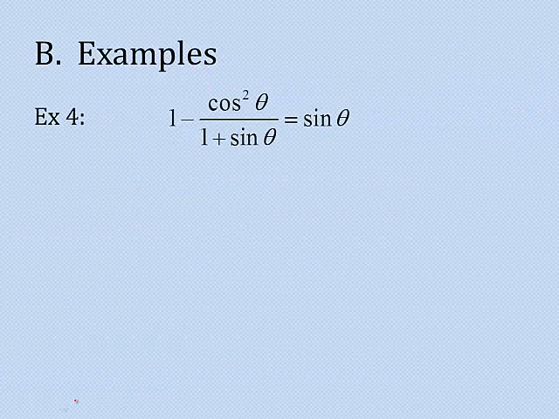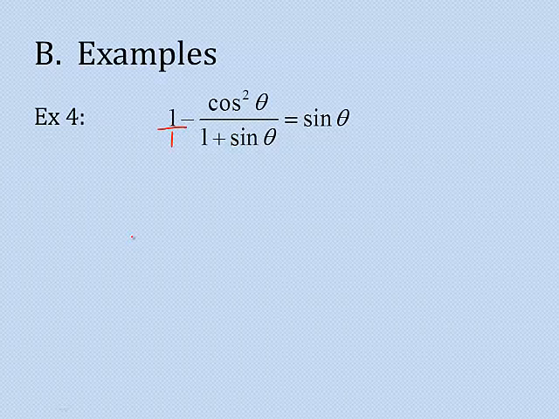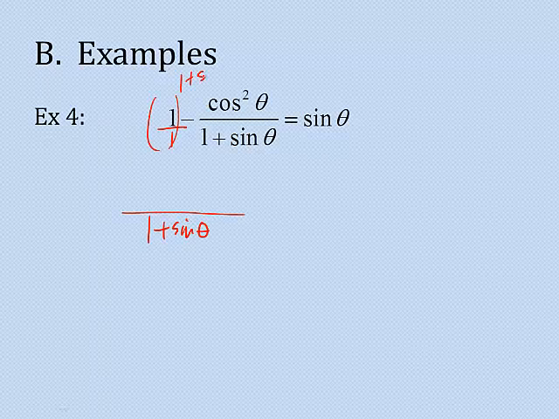Let's do one more. All right, look, you have a non-fraction and a fraction. So what do you do? Put the non-fraction over 1, and then get your common denominator. So 1 plus sine theta is my common denominator. So this one I have to multiply by 1 plus sine theta. So I have 1 plus sine theta minus, notice there's a minus sign there, cosine squared of theta equals the sine of theta. All right?